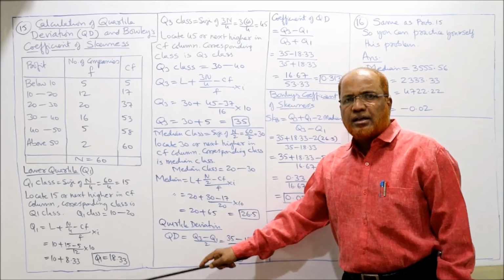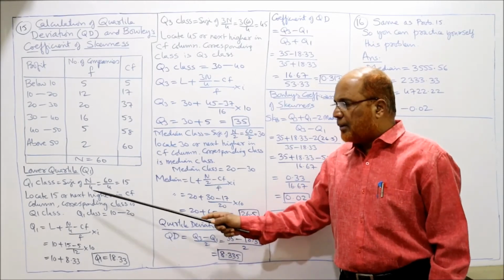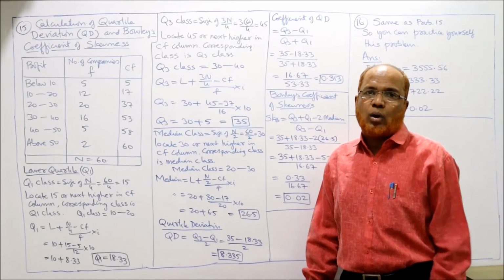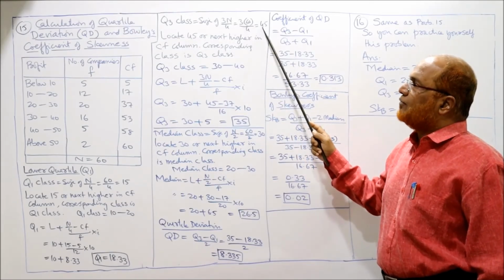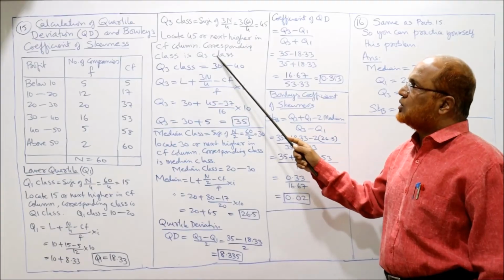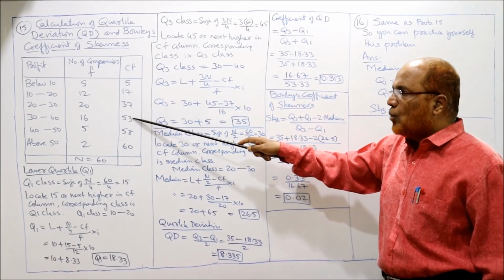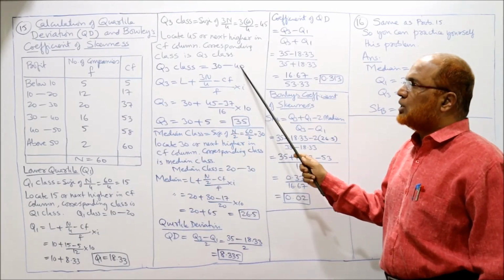Now upper quartile Q3. पूरा प्रोसीजर सेम है, सिर्फ n के जगह पर 3n by 4 लेंगे. यहाँ n by 4 लिए थे और यहाँ पर 3n by 4 because it is upper quartile. तो size of 3n by 4, 3 into 60 by 4, 45. Locate 45 और next higher in CF column. Corresponding class is Q3 class. अब देखिए 45 या उससे higher कौन सा है? 53 है. What is the class here? 30 to 40. So 30 to 40 is the Q3 class.